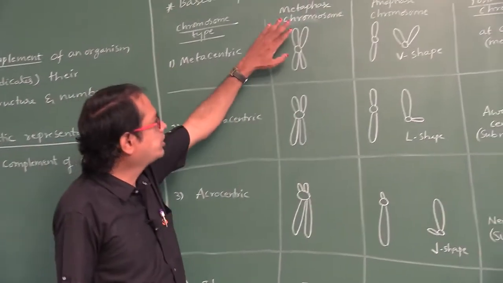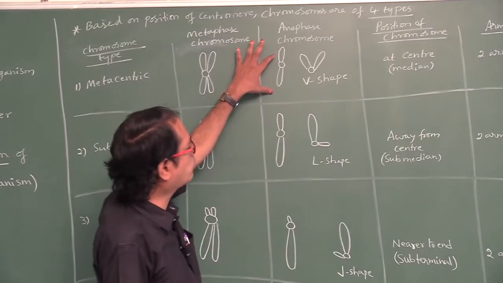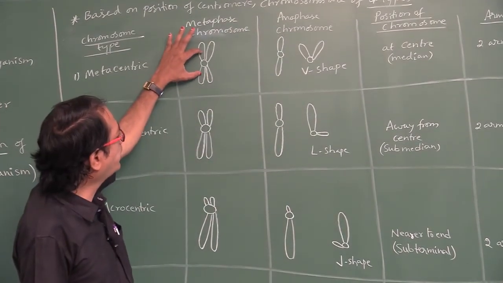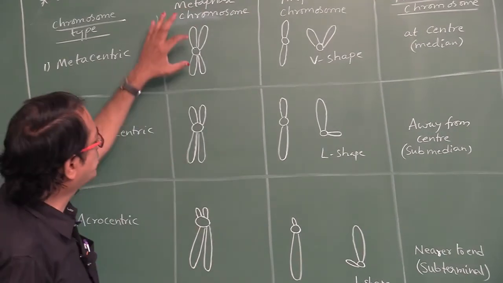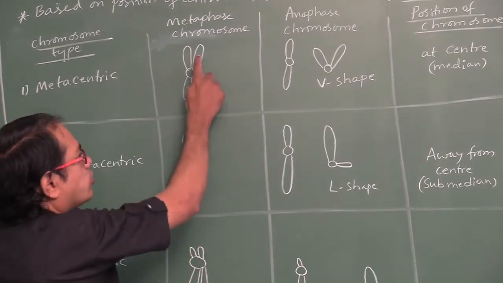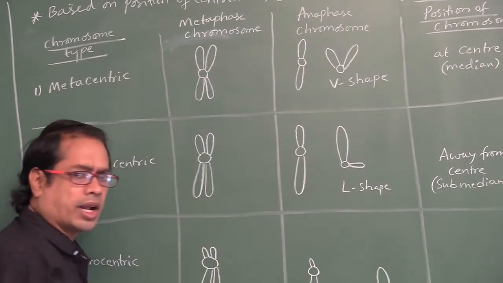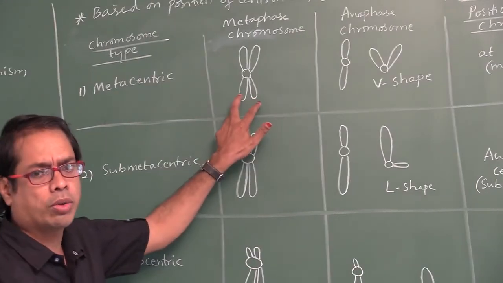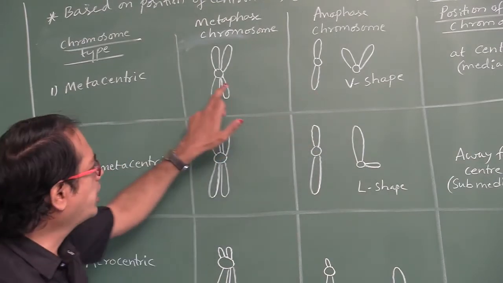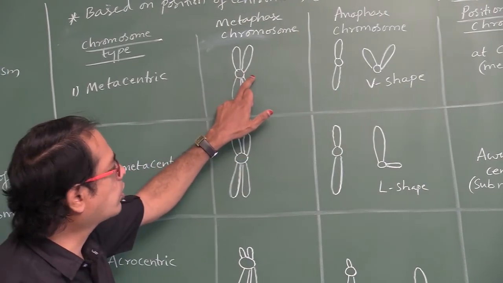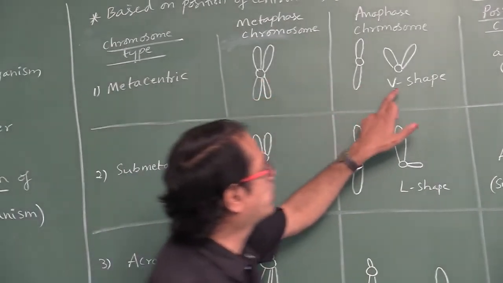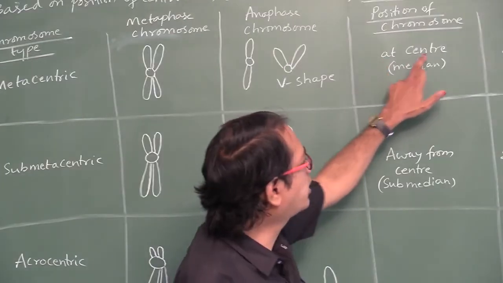See, this is the metaphase chromosome, this is the anaphase chromosome. Metaphase chromosome is having how many chromatids? This is the first chromatid. This is the second chromatid. This and this together called 1 chromatid, and this and this together called the second chromatid. So, metaphase chromosome is with 2 chromatids. Anaphase chromosome is with 1 chromatid. Here centromere is at middle of the chromosome, median. So, that is position of centromere at center.